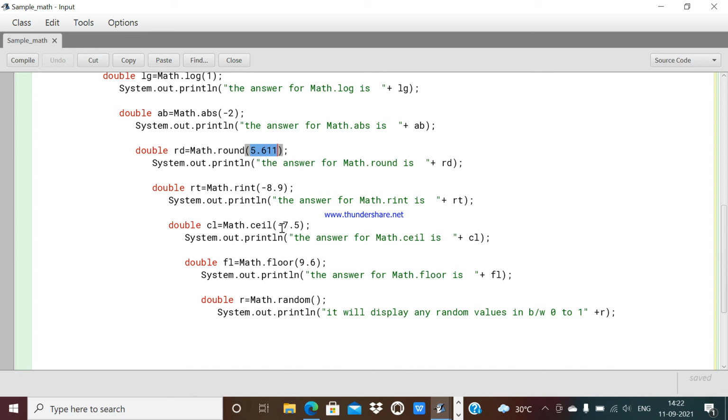CEIL will display the number greater than the given number, but because this is minus 7.5, it will show the output as 7, because we are dealing with a negative number. And Math.floor, what is the function for Math.floor? It will display a number less than or equal to the positive number given by the user. So here my number is 9.6. If we round it off to a smaller or equal number, what will the output be? 9.